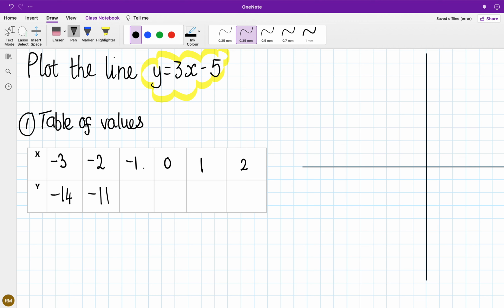3 times -1 is -3, take 5 is -8. 3 times 0 is 0, take 5 is -5. 3 times 1 is 3, take 5 is -2. 3 times 2 is 6, take 5 is 1. Okay, you should also be able to see a pattern in the bottom row of numbers here. They are all increasing by 3.